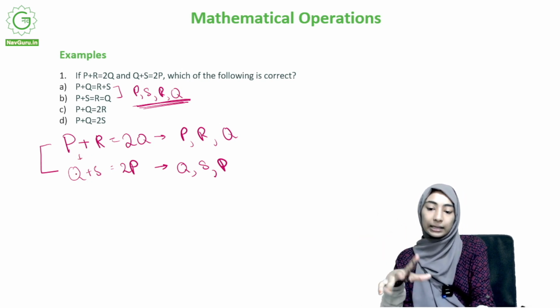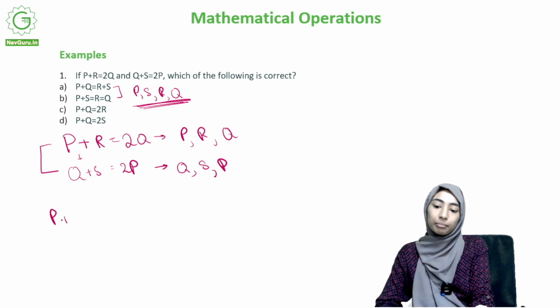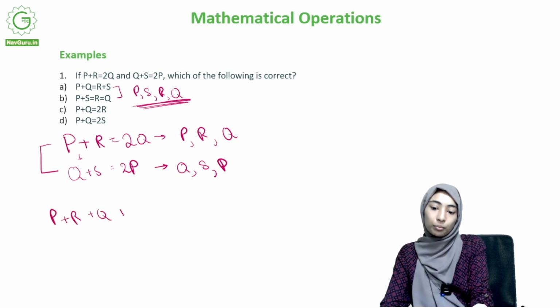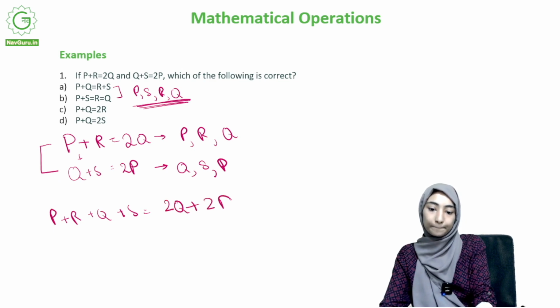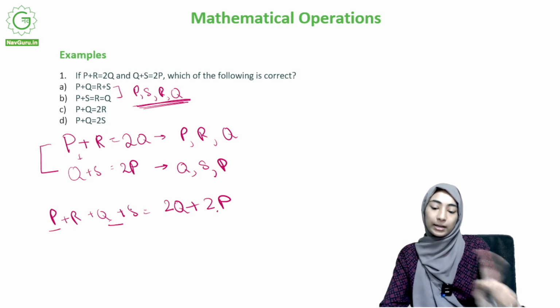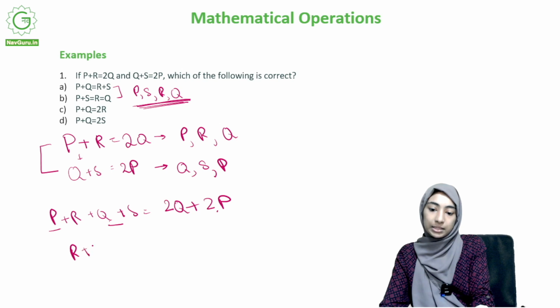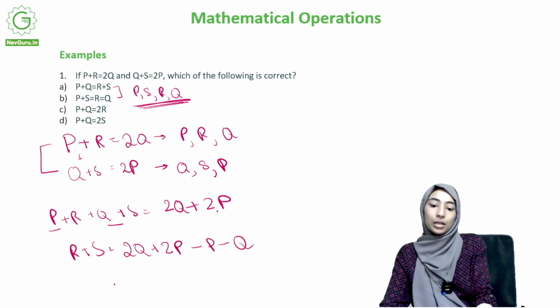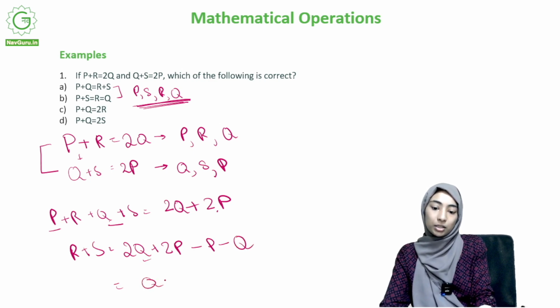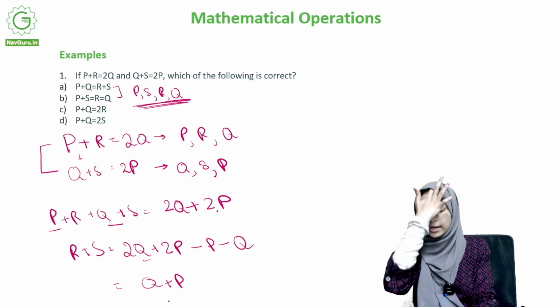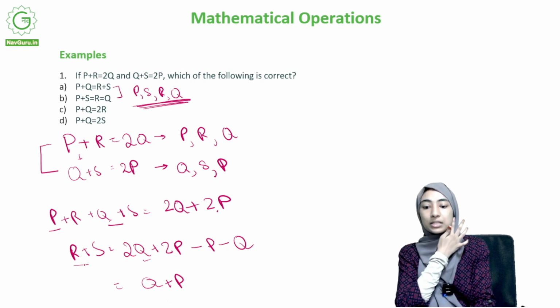Okay, so you just add these. So you can write it as P plus R plus Q plus S is equal to 2Q plus 2P. What do you get? Now you can take Q and P to the right side. So it will be R plus S is equal to 2Q plus 2P minus P minus Q. This gives you 2Q minus Q is Q, 2P minus P is P, right? So you get R plus S is equal to Q plus P.